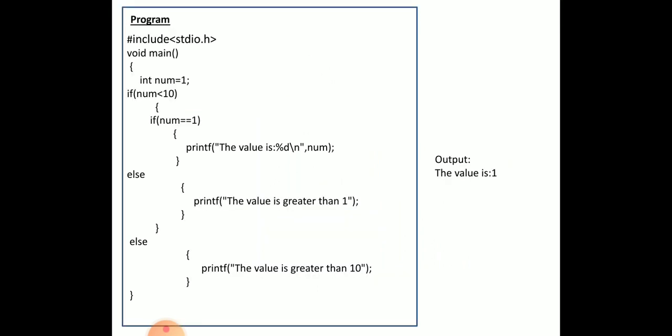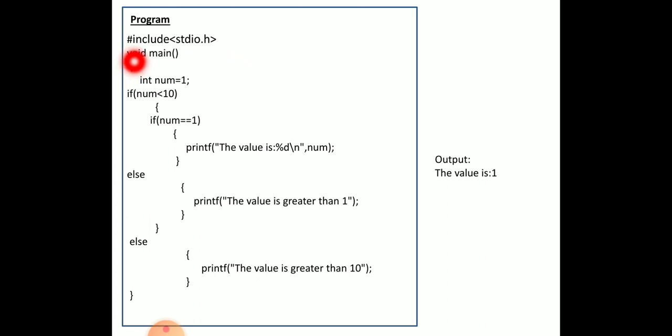So let's see an example program that illustrates the usage of nested if-else statements. The first line of the program is #include <stdio.h>. stdio.h is a header file that includes all the standard input output functions that we may use in our program. We may use printf or scanf functions, so for using them, we have to include the header file in our program.